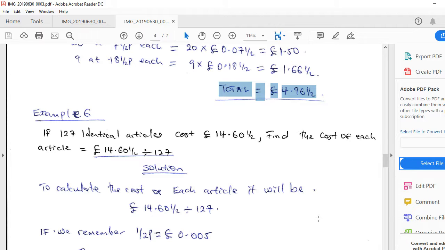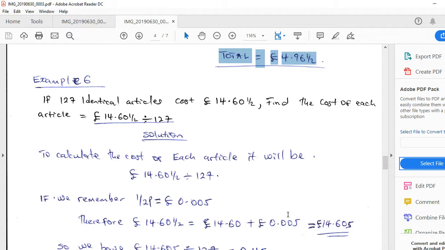And example number 6: if 127 identical articles cost 14.60 and a half pound, find the cost of each of the articles. So basically, they said 127 identical articles. That means 127 of these articles, the total cost is 14.6 pound, right?